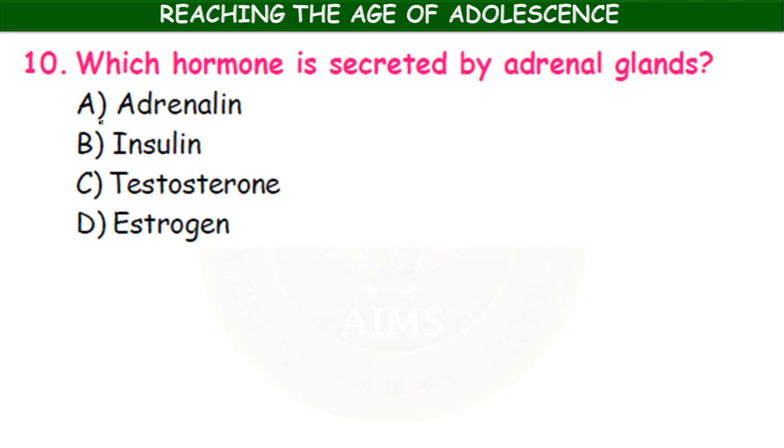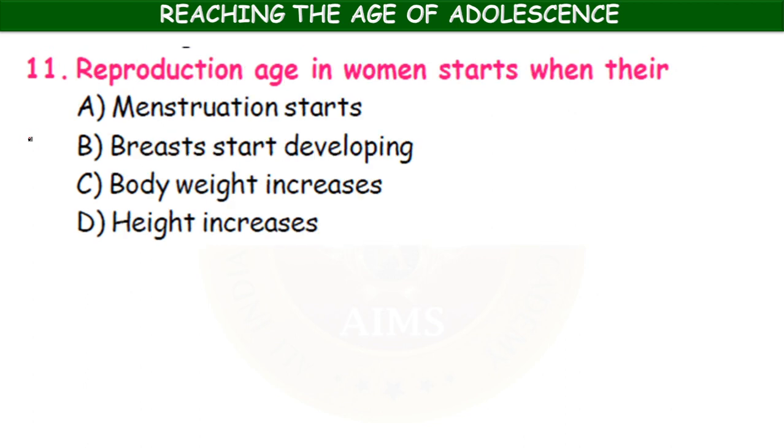Which hormone is secreted by adrenal glands? Adrenaline, insulin, testosterone, estrogen. It is the adrenaline hormone secreted by the adrenal gland, which is present on the top of the kidneys.